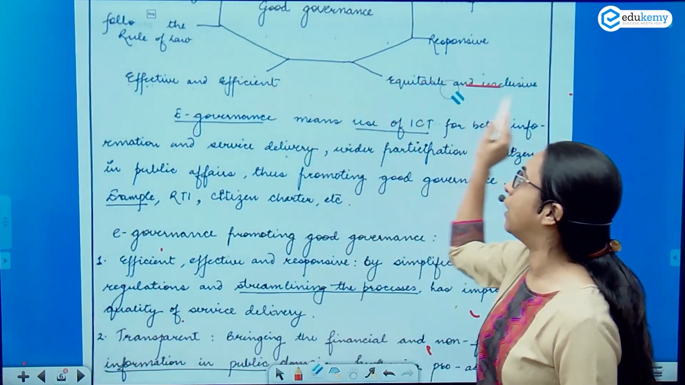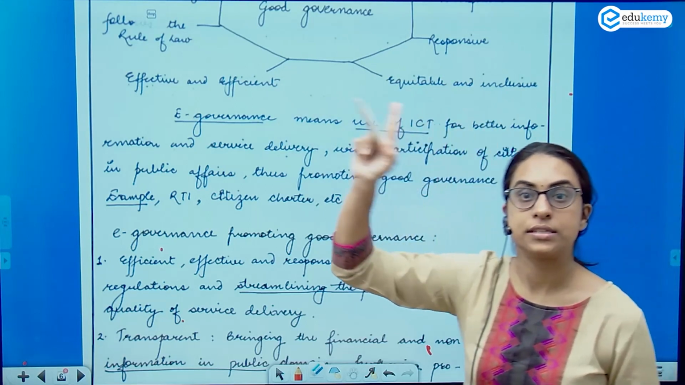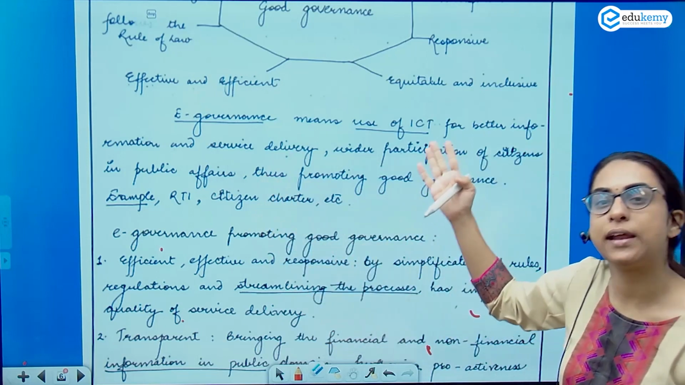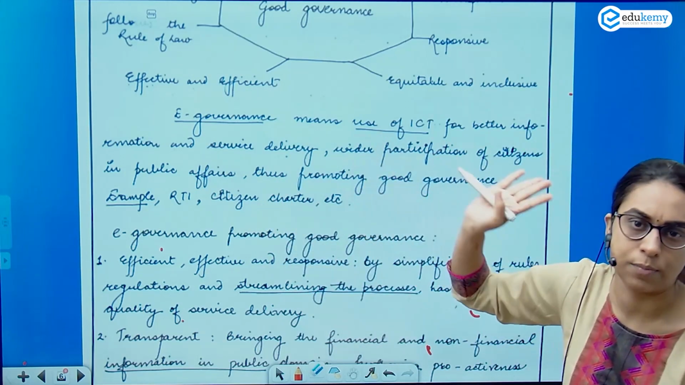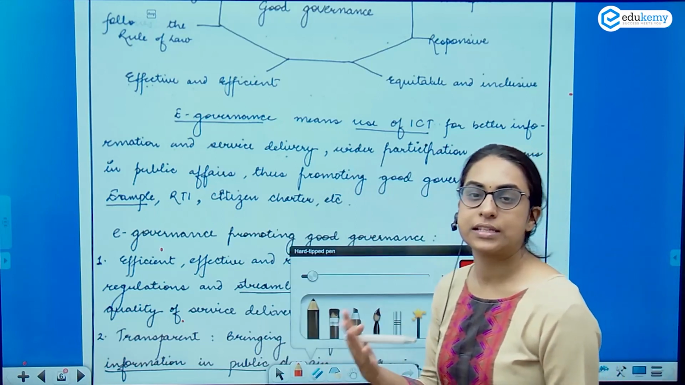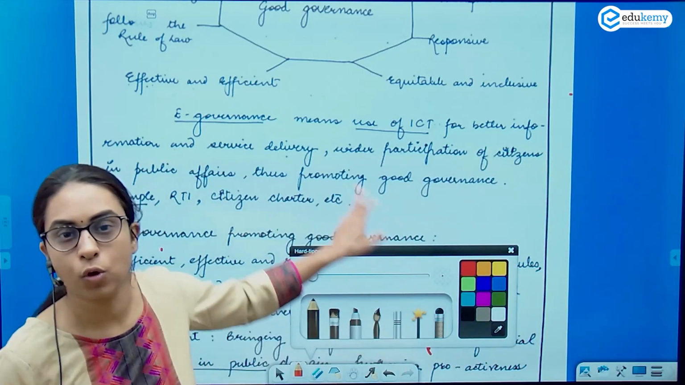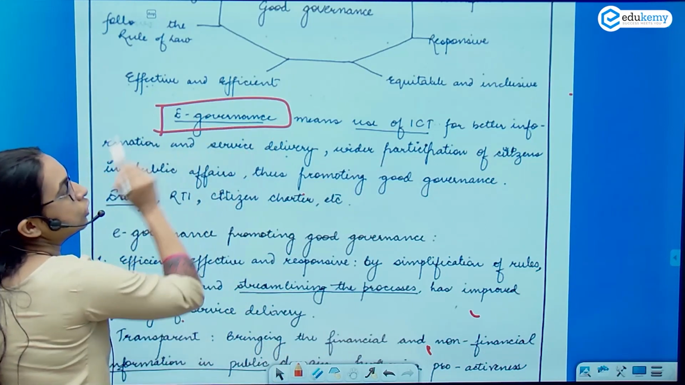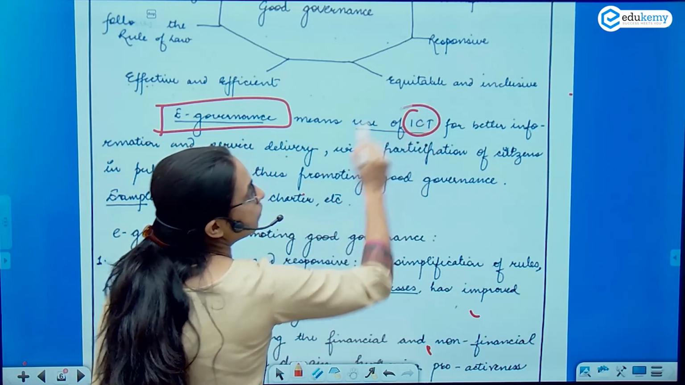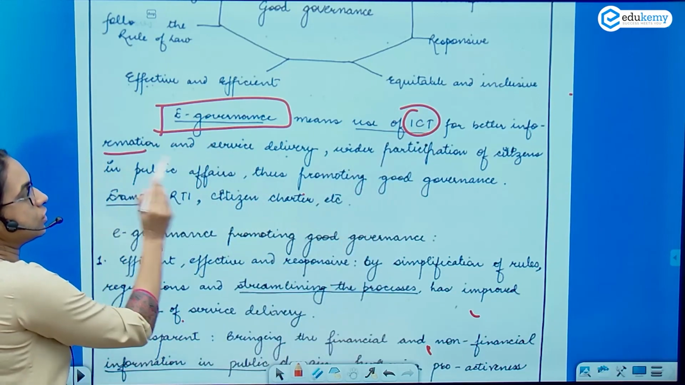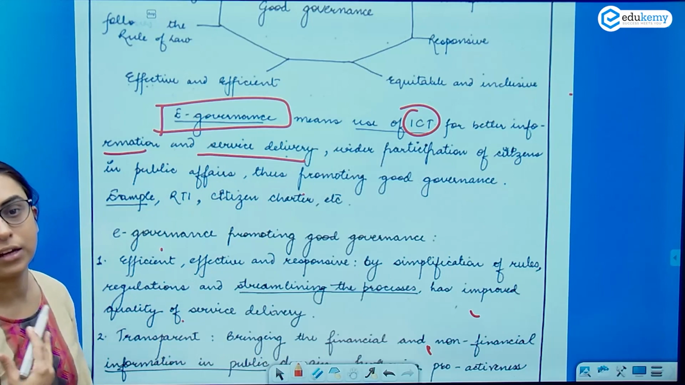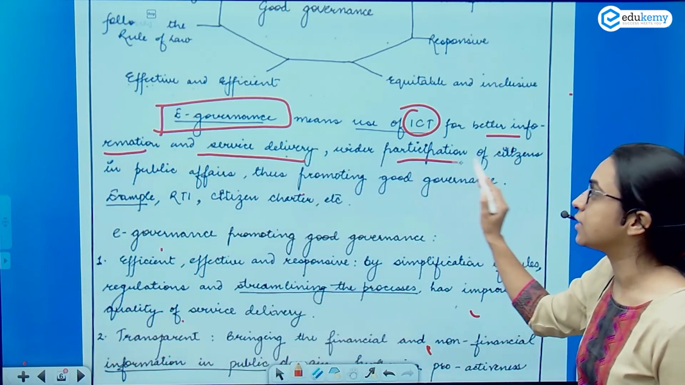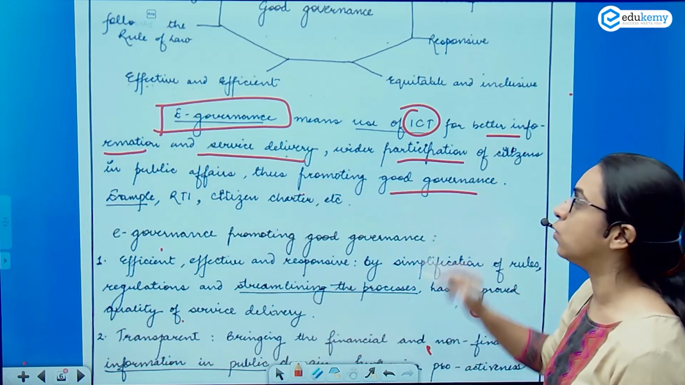Now coming to the body part. The question was, good governance is incomplete without e-governance. What is the body part? In the body part you may explain e-governance. You can explain this, or you can skip it. If you explain, it is like telling the examiner, if you don't know e-governance, I will tell you. So e-governance is the use of ICT for better information and service delivery, for better participation in public affairs, for promoting good governance.